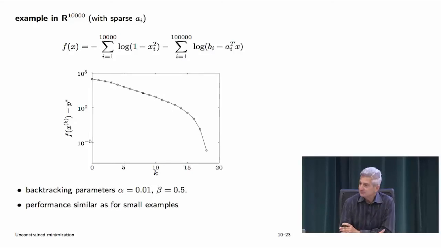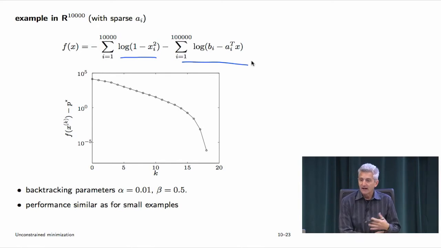Okay, so here's a big one, just for fun, just to show you that this persists in higher dimensions. Here we're minimizing, I don't know, some big old log barrier type thing. This is in R10,000, okay? That's the log barrier, by the way, for the unit cube, and this is the log barrier for some polyhedron. It's a polyhedron in R10,000 with 100,000 faces.